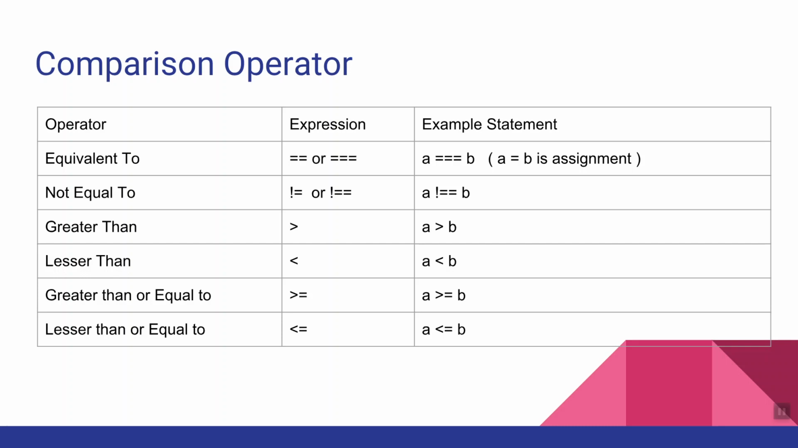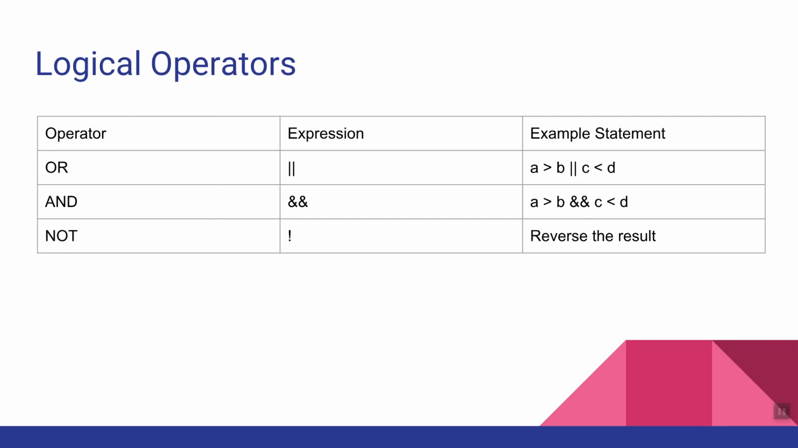So these are the different comparison operators that we have in JavaScript. Then moving on, we have different logical operators. Logical operators are used for expressing the logical condition inside your program.